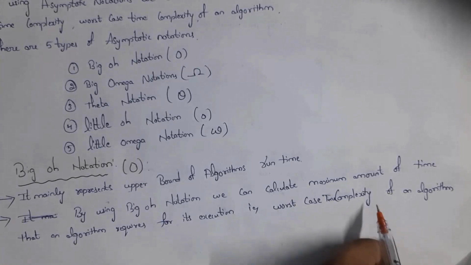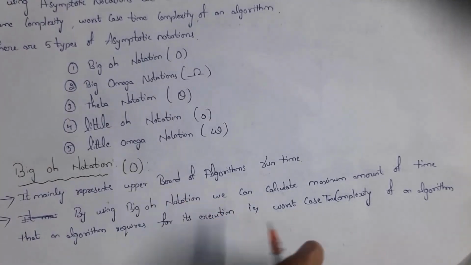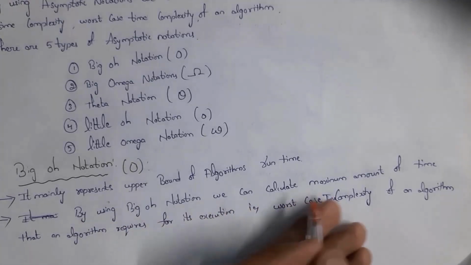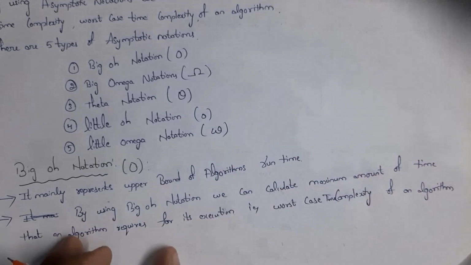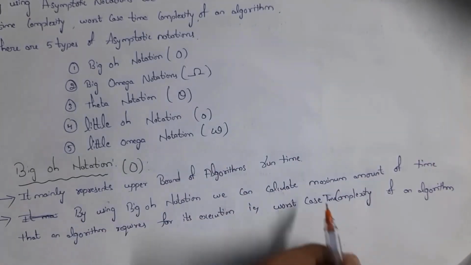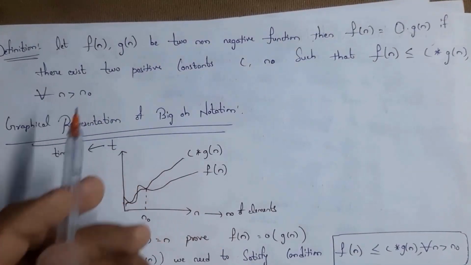Worst case time complexity means the algorithm takes maximum time for execution. So by using big O notation, we can calculate the maximum amount of time taken by an algorithm for execution. This is known as big O notation. Main use is to calculate worst case time complexity. This is the definition of big O notation.